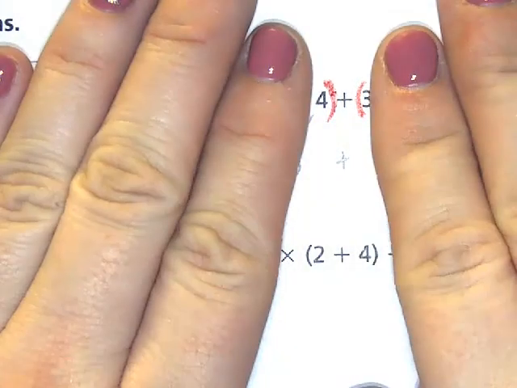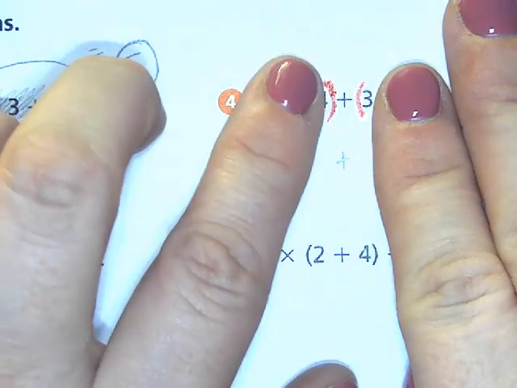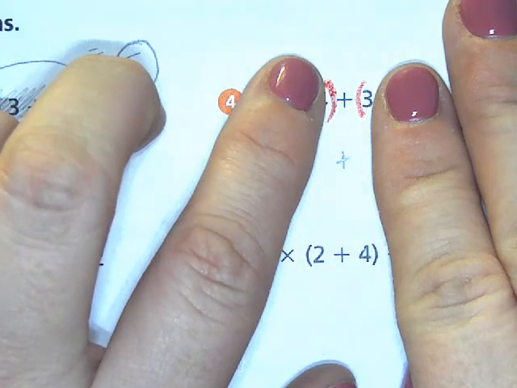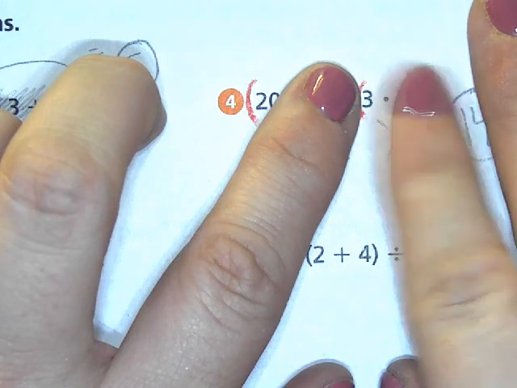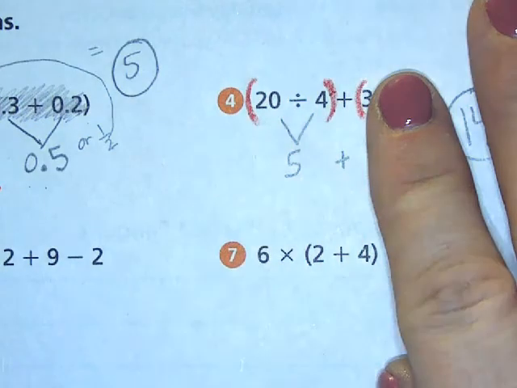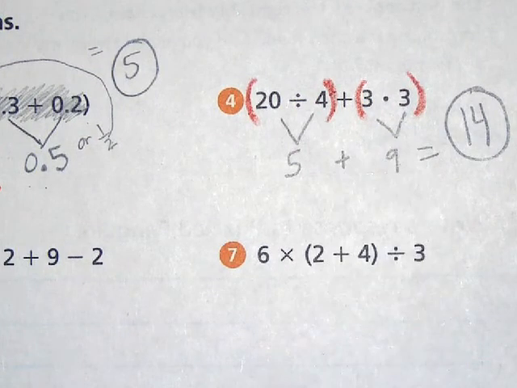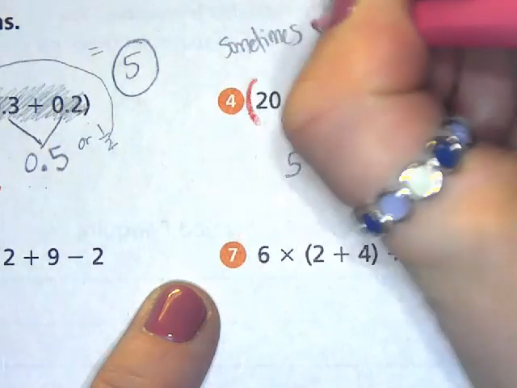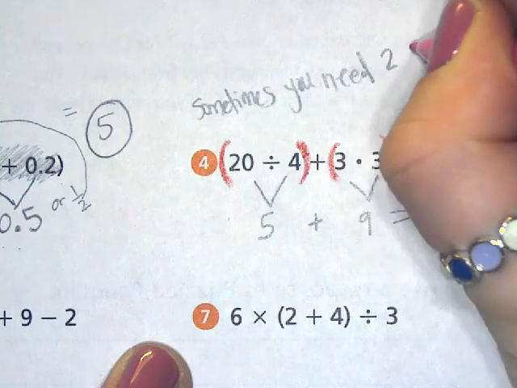What if I decided to do parentheses around the 4 and 3? Okay, so 4 plus 3 is 7. Then I would have 20 divided by 7. That's hard. And then whatever that number is, times that by 3. 20 doesn't go into 7. That's not going to be pretty. So it is so important that you place parentheses where they're needed. Sometimes you need 2 sets of parentheses. Let's write that. Sometimes you need 2 sets of parentheses.